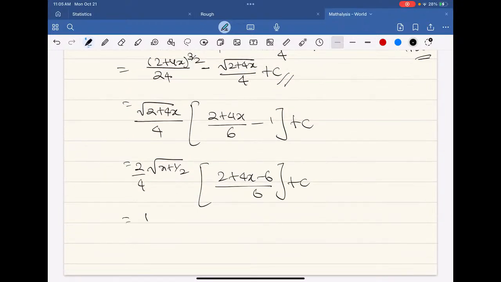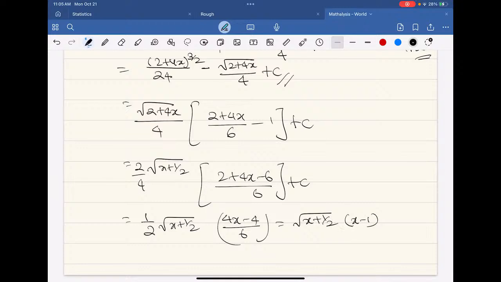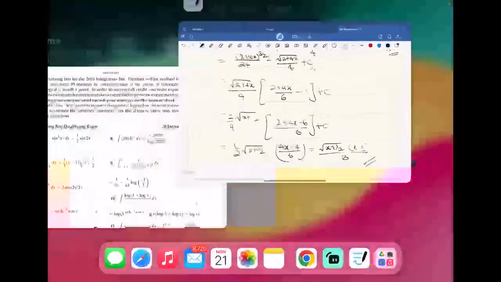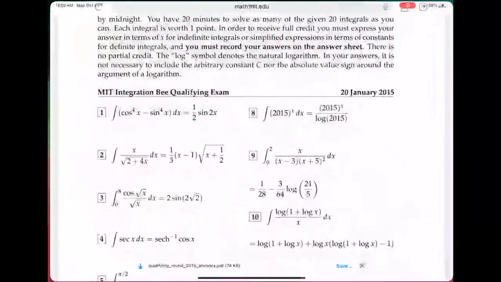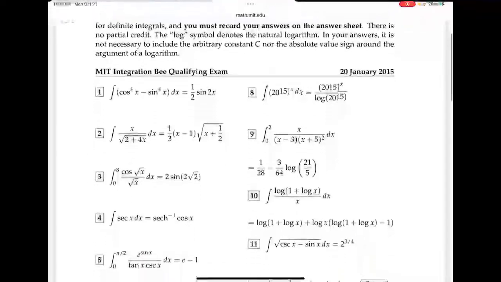And now this will be half times square root of x plus half, and then this is 4x minus 4 by 6. So that will now be square root of x plus half, and then x minus 1 divided by 3, right? So now does this match the answer? I think it makes sense, right? So I'll go to the next problem.